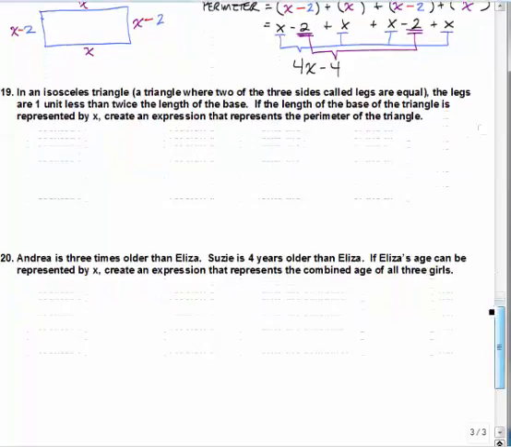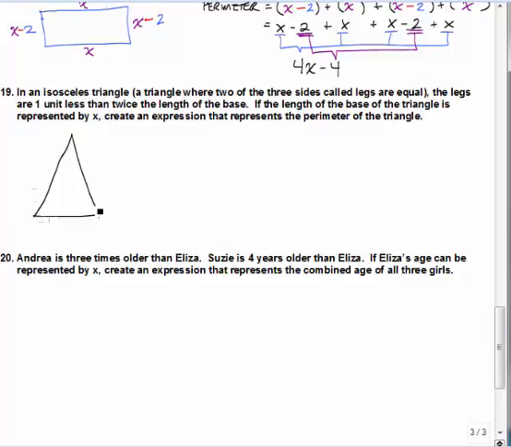All right, the next one: in an isosceles triangle, a triangle where 2 of the 3 sides, called legs, are equal, the legs are 1 unit less than twice the length of the base. If the length of the base of the triangle is represented by x, create an expression that represents the perimeter of the triangle. All right, so let's draw an isosceles triangle. So it's basically we have a base and then 2 equal sides, kind of like a traffic cone or something. And in this, they told us that the length of the base is represented by x. So that would be x.